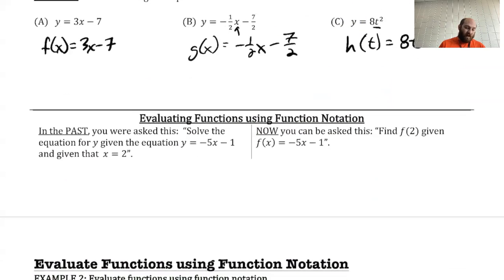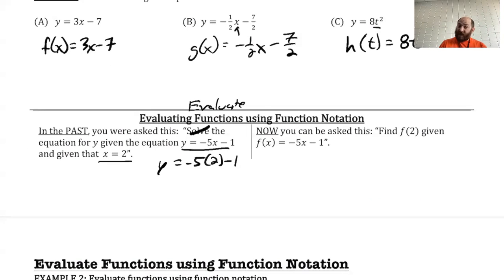The next step is evaluating. So in the past, here's what we said: solve the equation for y, given the equation y equals -5x minus 1, and given that x equals 2. I don't like solve. We typically said evaluate: evaluate the equation y given this equation and the value x equals 2. Typically, what that means is you would do this: y equals -5 times 2 minus 1. Then go through your order of operations.